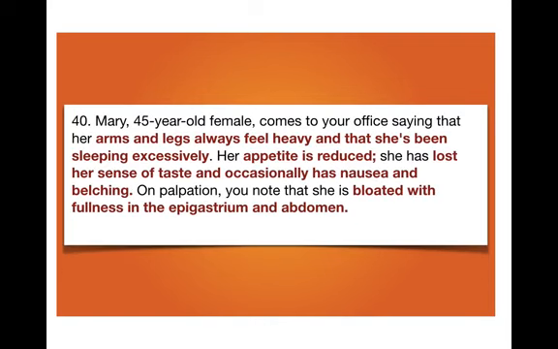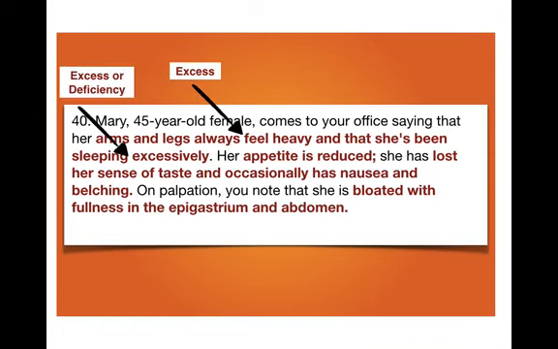So now taking a closer look at our case study, we're going to label our signs and symptoms. Arms and legs always feel heavy. This is always excess. It pertains to damp and phlegm. Sleeping excessively, we know is excess or deficiency, so that doesn't really help us in this case. The appetite is reduced. That can be excess or deficiency as well. It's not going to help us.